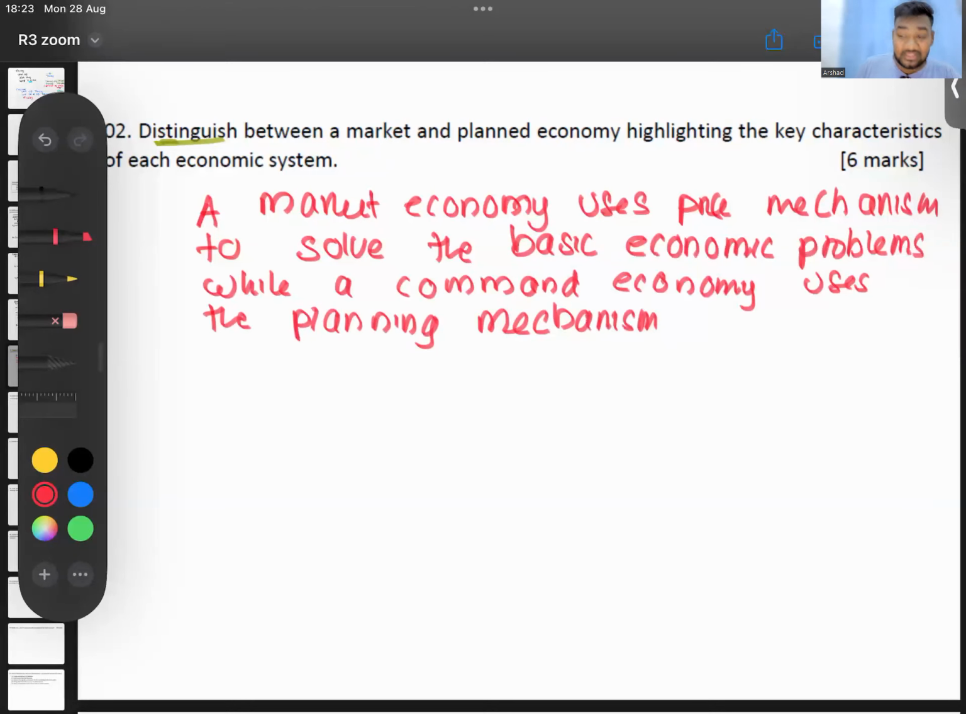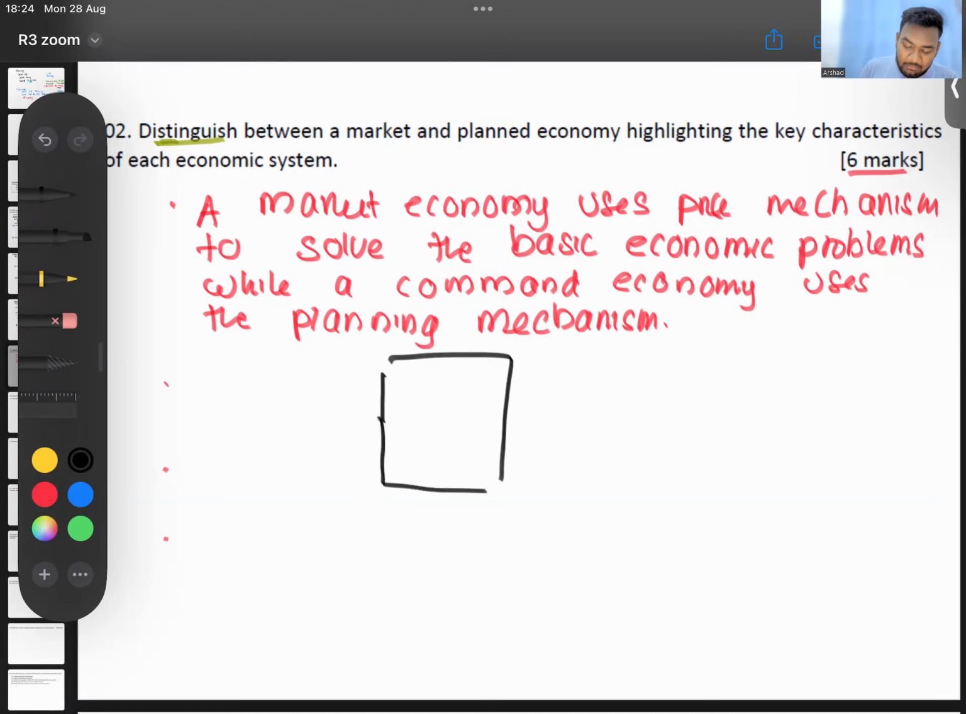There is another way to distinguish. I'll teach you all that later. But this is one way that you can distinguish. So ideally, you can write 4 to 6 points on the 6-mark question like this. Please don't draw tables. If they say differentiate, draw a table. But A-level econ, they won't say differentiate. They'll say distinguish.